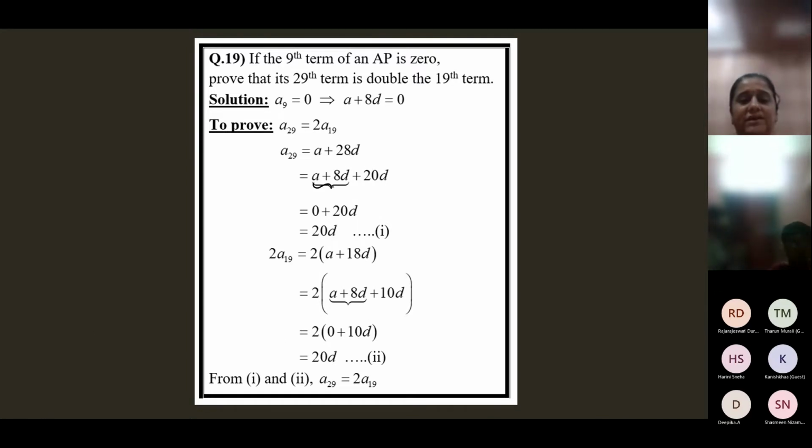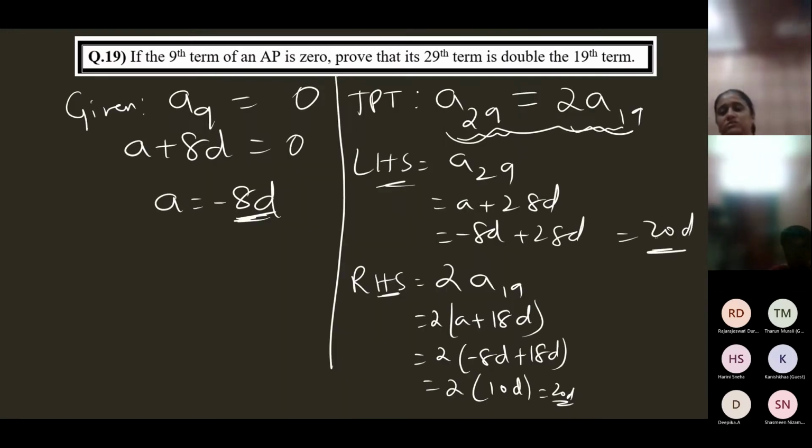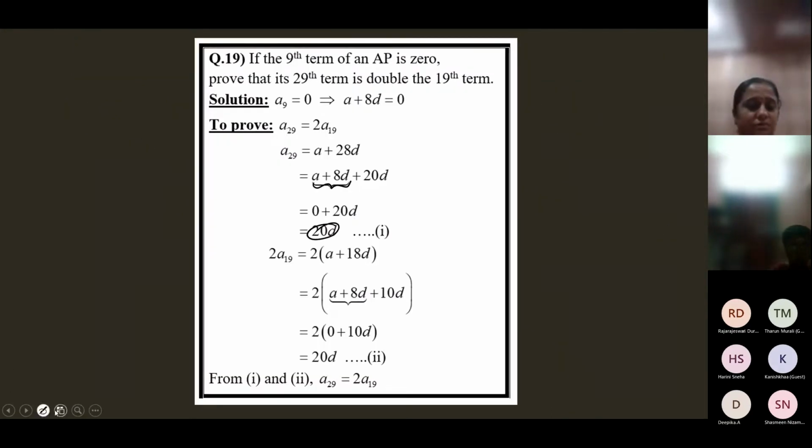So now A plus 8D is 0. 0 plus 20D, which is 20D. What we got here only. We got the same thing here. Similarly, 2 times A19 is this one. I'm writing 18D as 8D plus 10D. Now this A plus 8D is nothing but 0. So 20D.